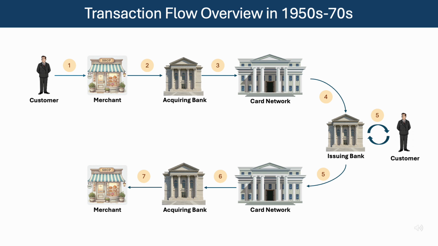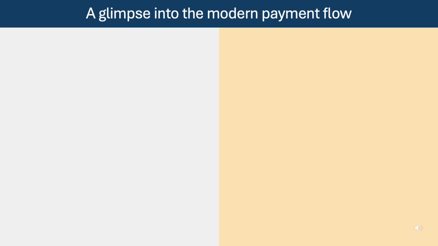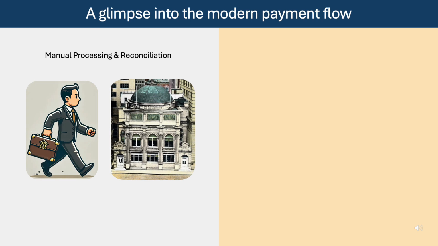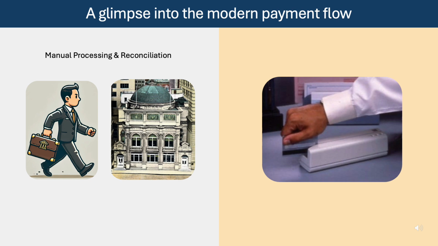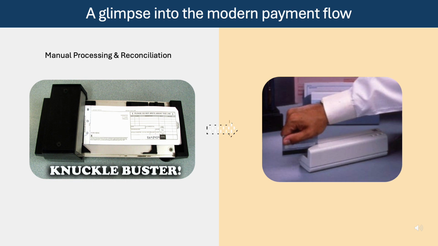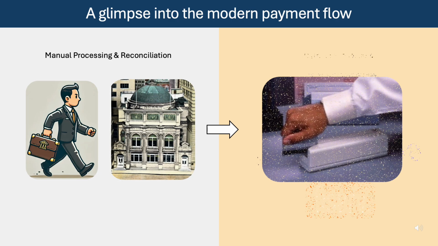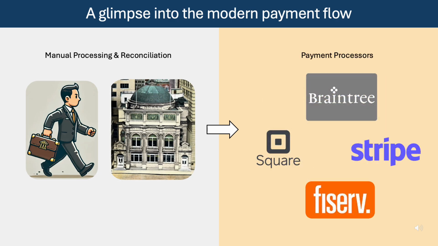We would like to give you a quick glimpse at what happened next. By the 1970s, credit card use had grown so fast that manual processing couldn't keep up. Submitting paper slips to banks was slow and costly. Magnetic stripe cards helped by capturing transaction data electronically, replacing carbon copies. But banks still struggled with the growing volume. And computers weren't common yet. That's when payment processors emerged. They brought in the tech and infrastructure needed to scale, replacing manual processing and simplifying reconciliation.